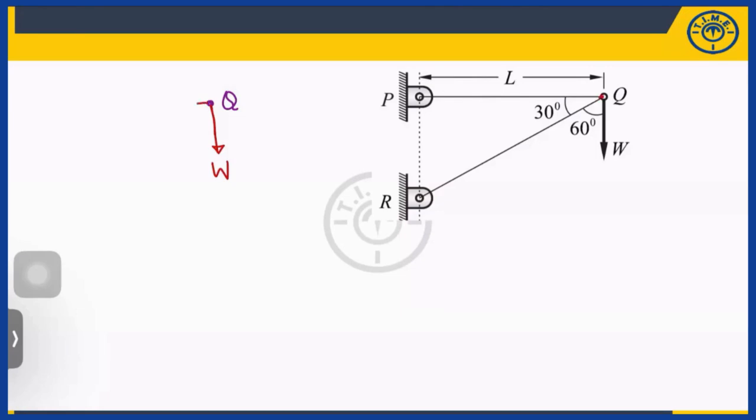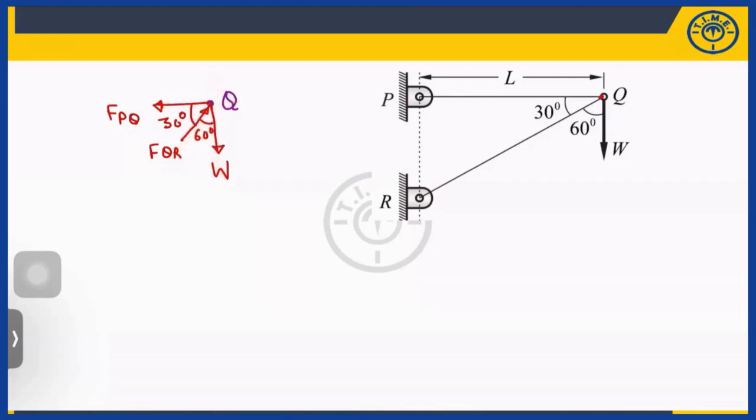Now the next force, let us suppose the force PQ in this member, and another force in the member QR. Let us suppose the force in member QR will be this. Here the angle is given as 60. Then what you will do? You will consider the equilibrium equations, resolving this force in the y direction as well as the x direction.